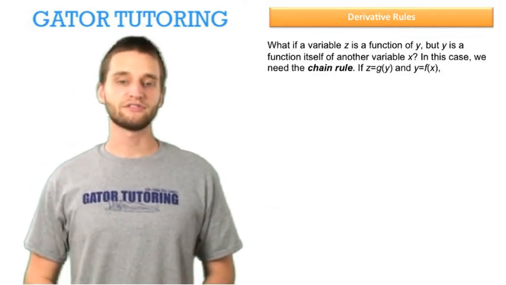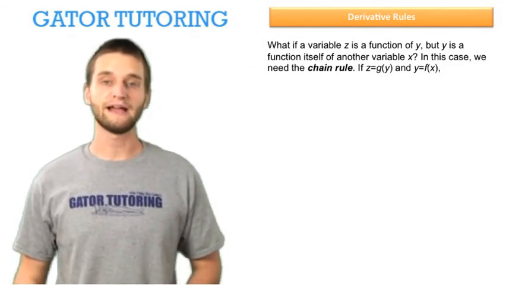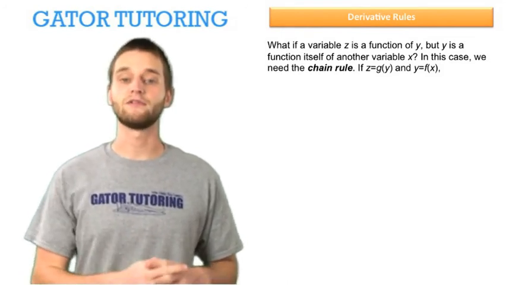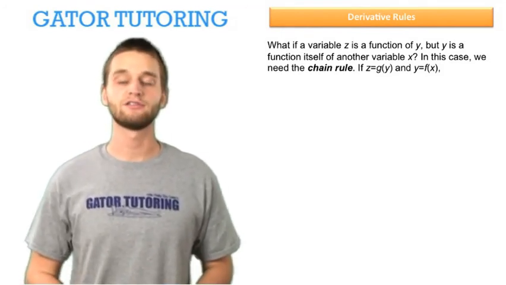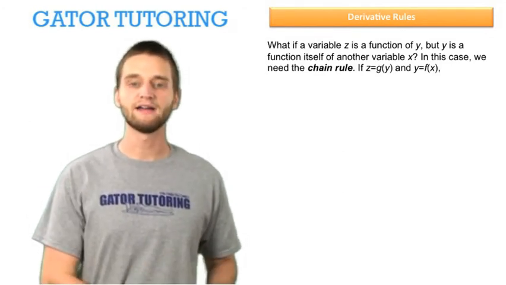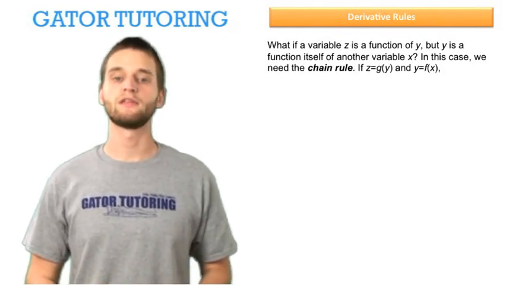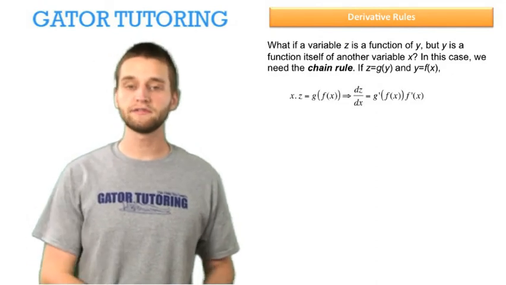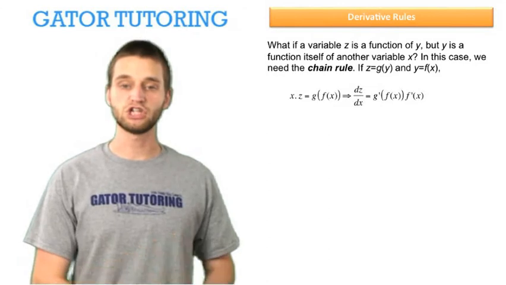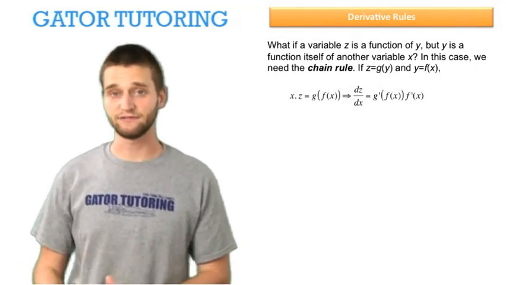What if a variable z is a function of y, but y is a function itself of another variable x? In this case, we need the chain rule. So let's say that if z equals g of y, so z is a function of y, we're just going to call that function g. And y is a function of x, we're just going to call that function f. Then the chain rule says that the derivative of z with respect to x is the derivative of g with respect to f of x times the derivative of f of x.